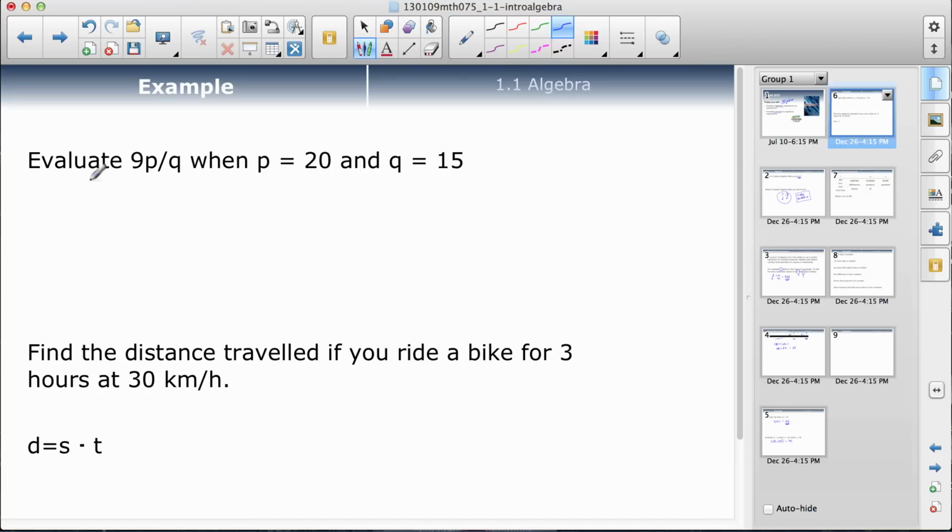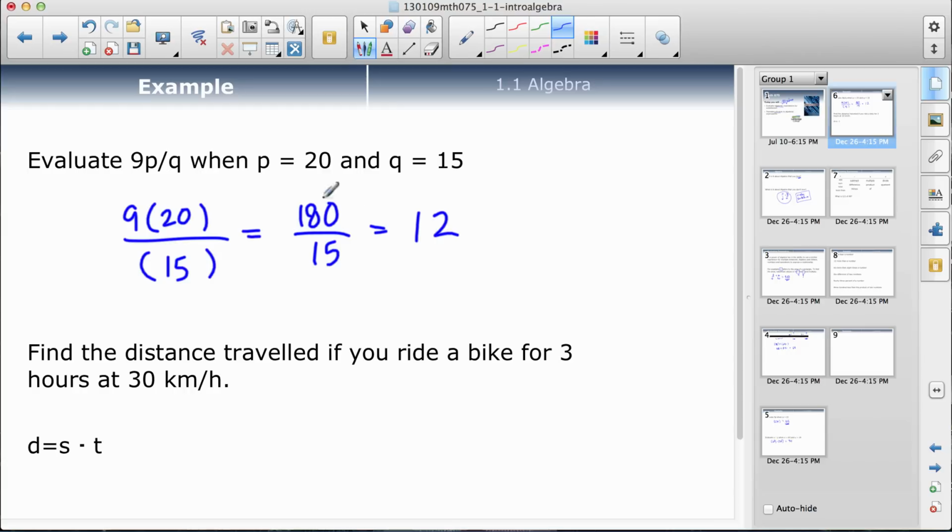A couple more. Evaluate 9p divided by q when p is 20, q is 15. Okay, so 9 times something for p divided by q. Okay, p is 20, I put that there, and q is 15, I put that there. So now I can just go 9 times 20, 180, 180 divided by 15, I don't know, it's 12 times. So the value of this expression when p is 20 and q is 15 is 12.